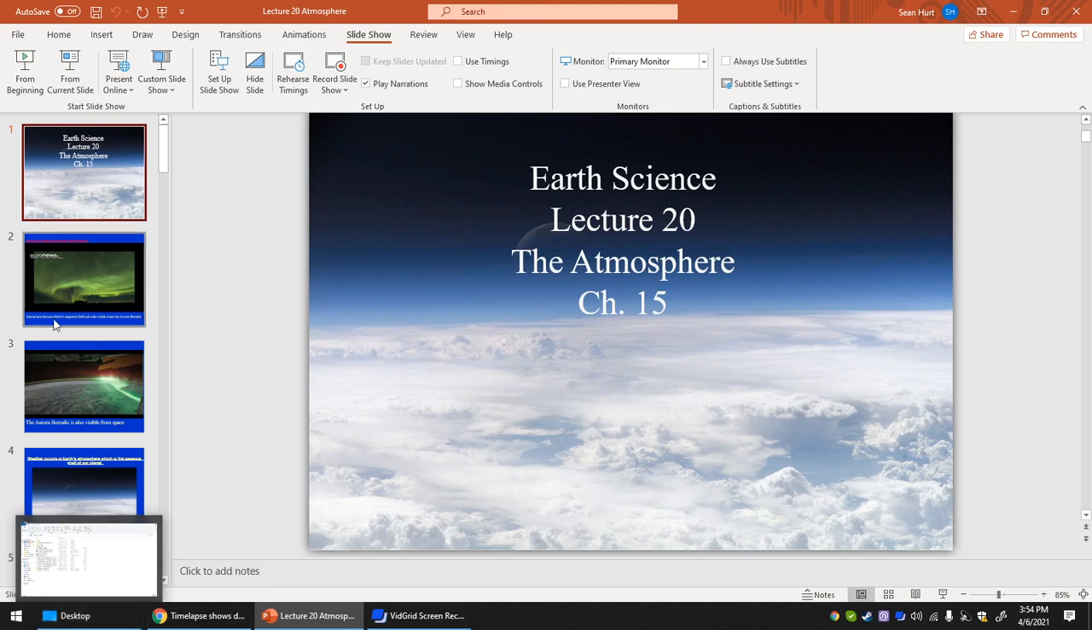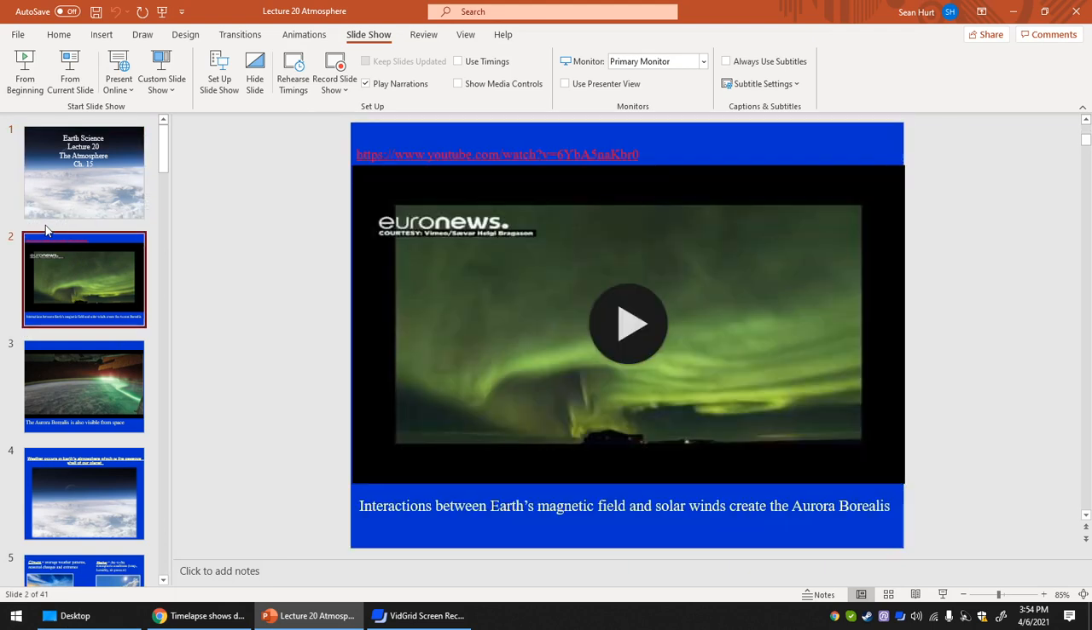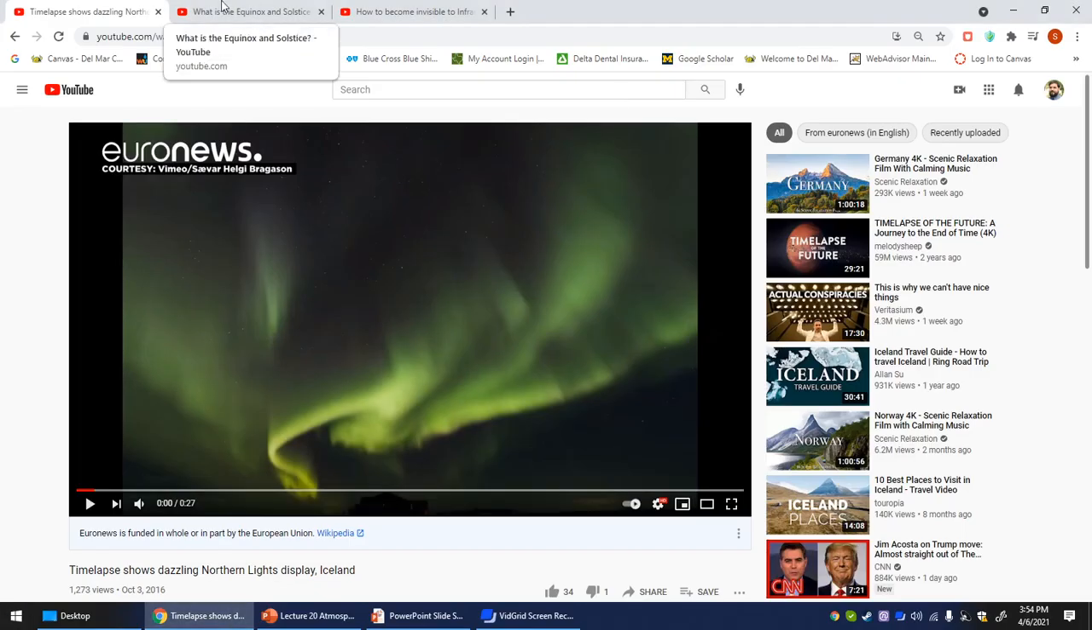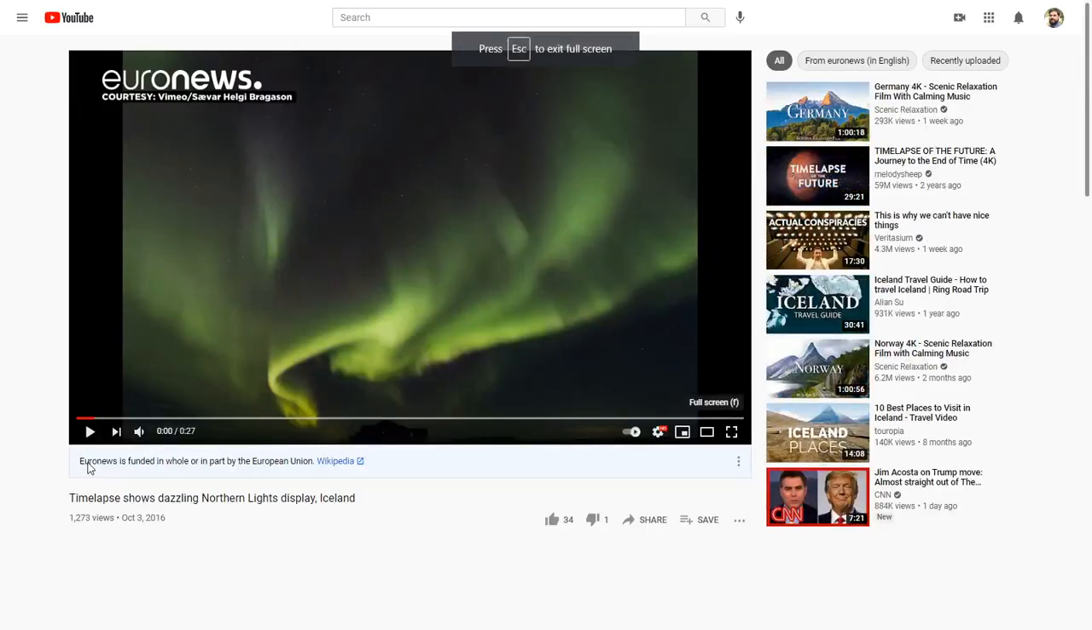So, the atmosphere is that beautiful shell of gas that envelops the Earth. It's the outer gaseous layer of the Earth. A lot of interesting phenomena occur in there. So this is, you might know, the beautiful Aurora Borealis, which are the northern lights, right? So I'll show you a little video of the northern lights here.